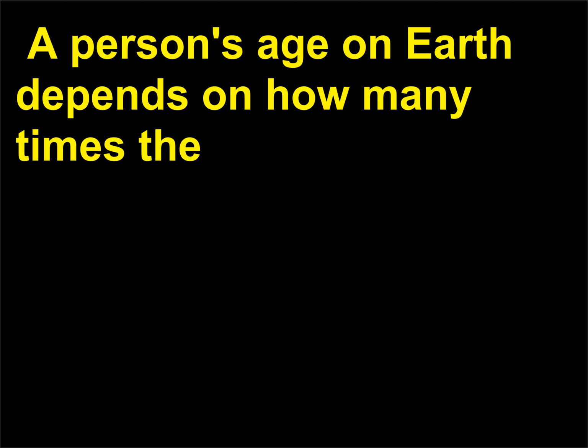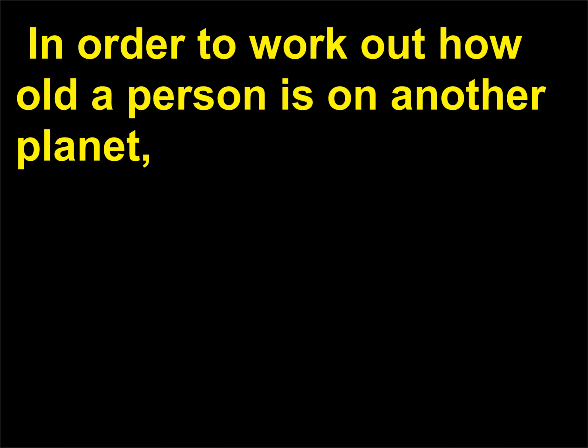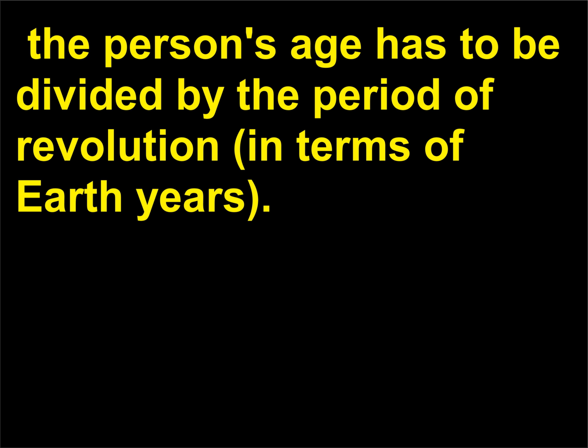A person's age on Earth depends on how many times the planet has orbited the Sun during his or her lifetime. For example, a person 30 years old has traveled around our star 30 times. In order to work out how old a person is on another planet, the person's age has to be divided by the period of revolution, in terms of Earth years.